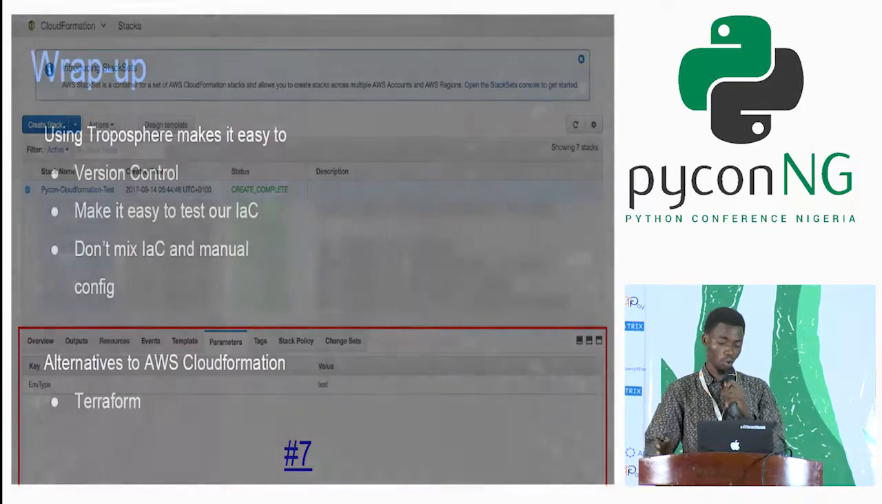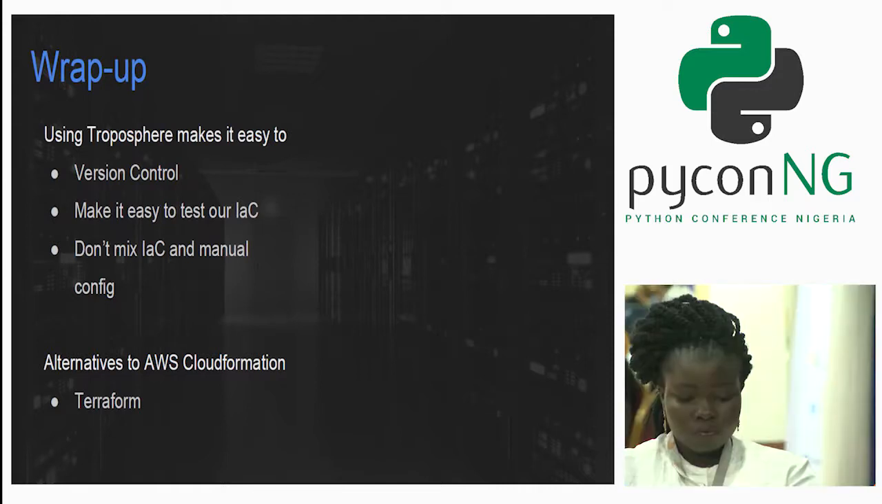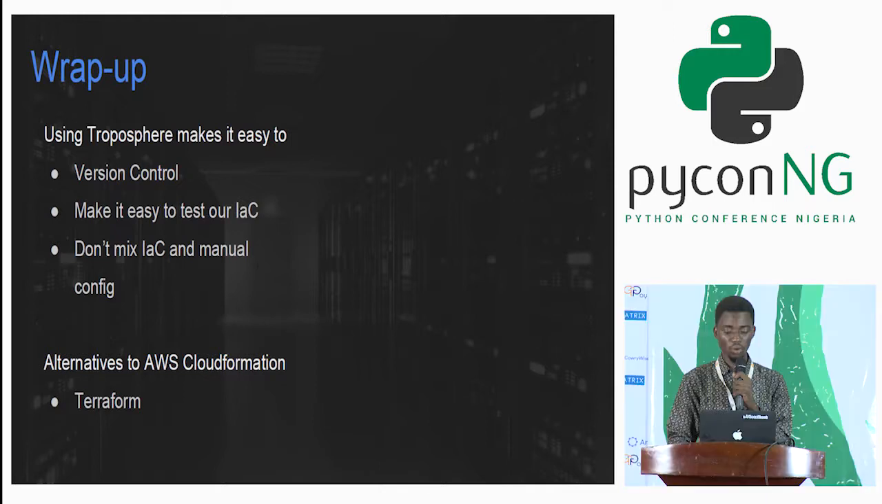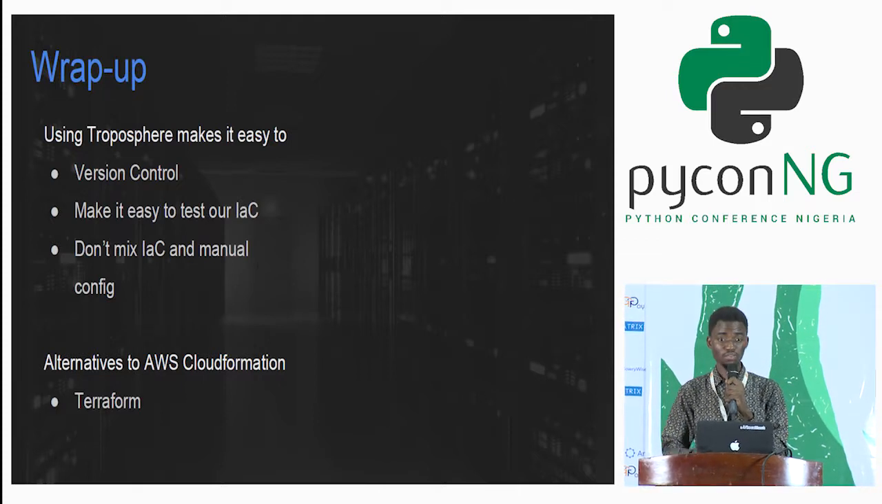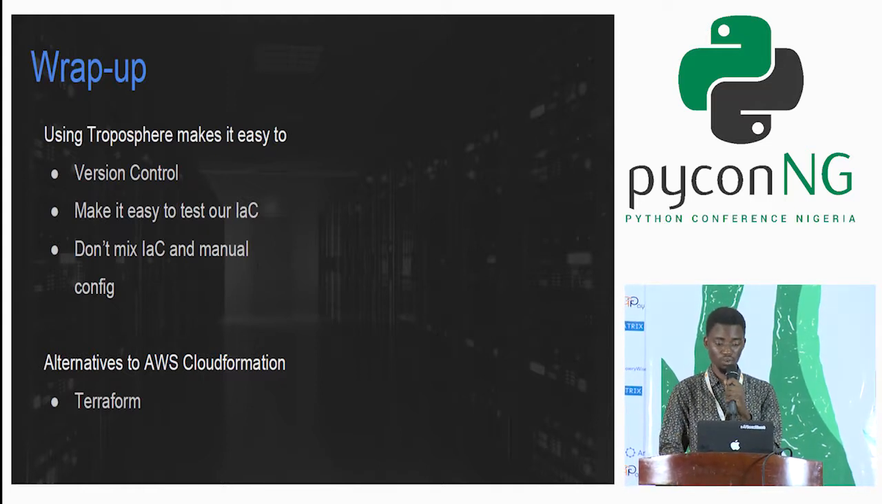So to wrap up, using troposphere, why should you use troposphere? Why should you not write your JSON by hand? Why shouldn't you just go direct and write JSON or YAML? So number one, it allows you to version control your infrastructure. So it gives you an environment to understand, okay, we have version 1, version 2, version 3 of our infrastructure, and it enables you to manage it very easily.